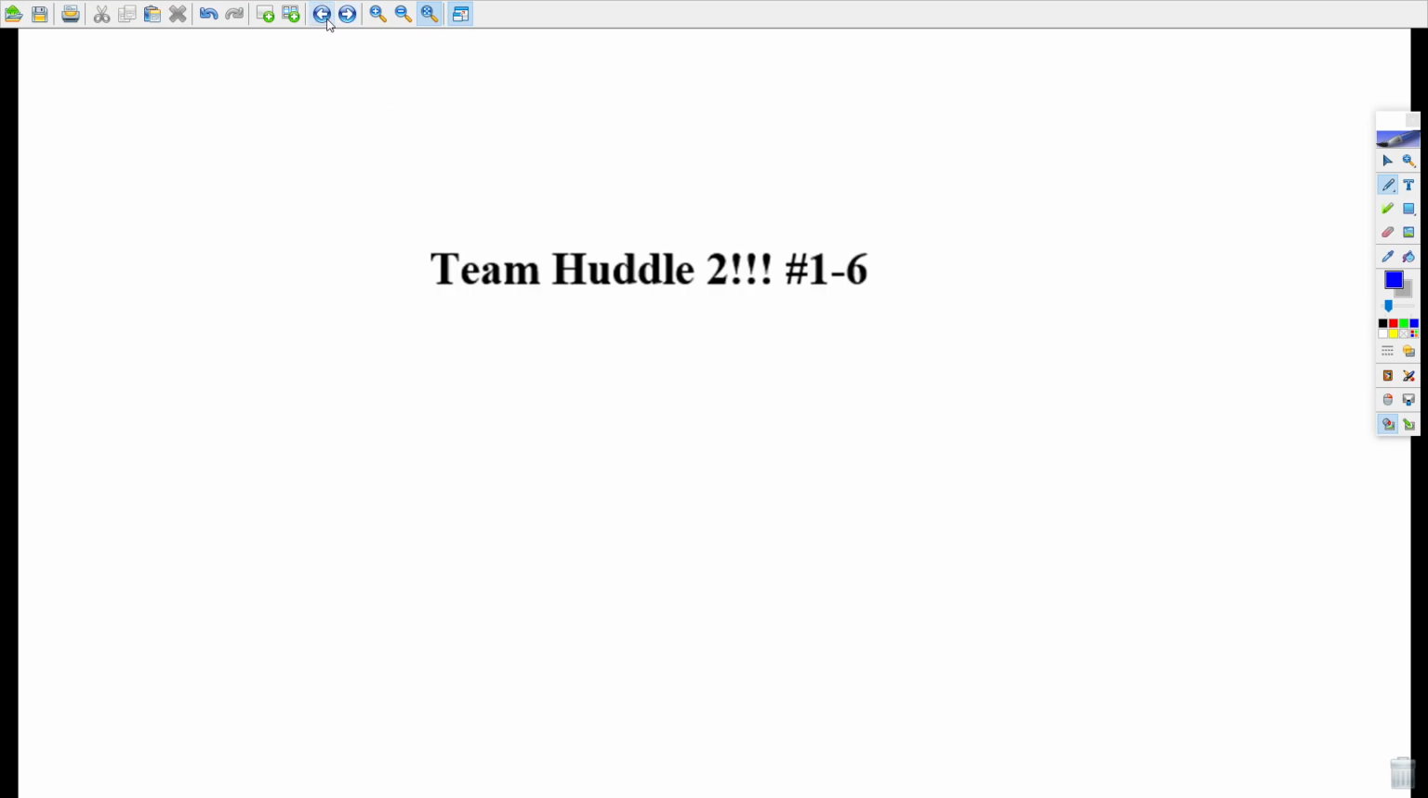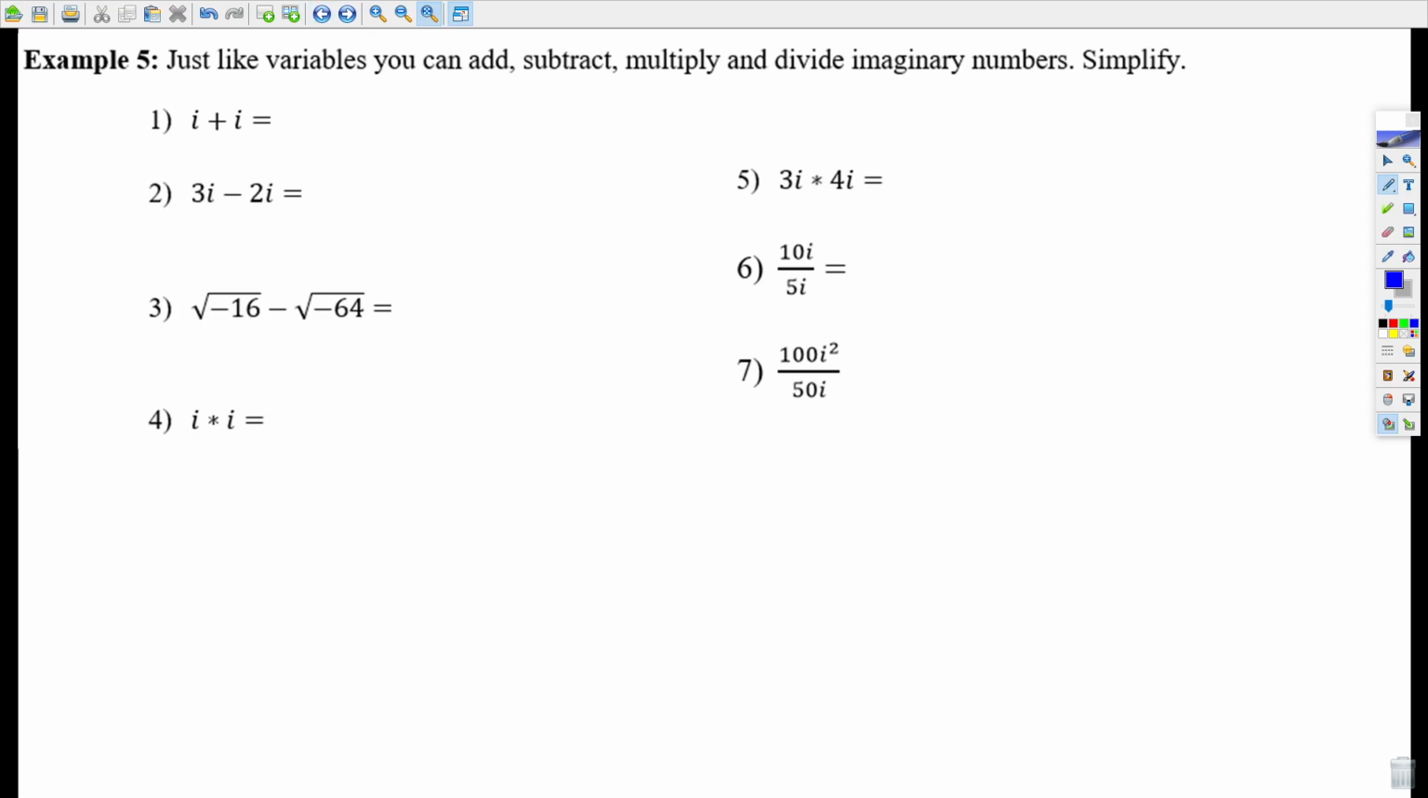Couple more things to go over. So quickly, I think the next section will be pretty quick and fast. So example 5, just like variables, you can add, subtract, multiply, divide these imaginary numbers. So just treat them as if they were just variables, like any other letter, like x. It's very simple. If you have i plus i, that is 2i, just as if you had x plus x is 2x. 3i minus 2i, that is 1i, or i. Either one's fine.